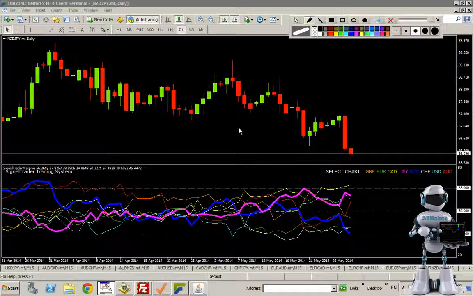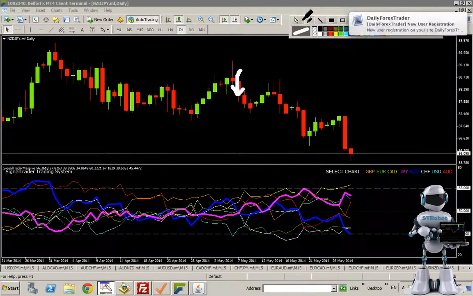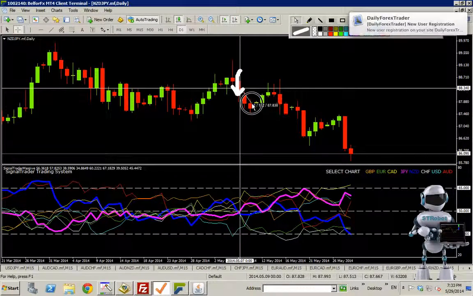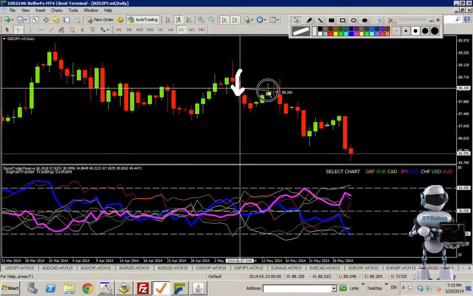In fact, it would have been here. We could actually have entered on this candle here because the first cross actually occurs here. So that's probably easily 100 pips. How far is that? That's 52 pips. Then it came back against itself. It would have stopped you out in profit, in fact, because SignalTrader will make your trade safe.